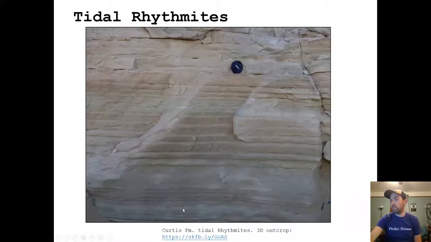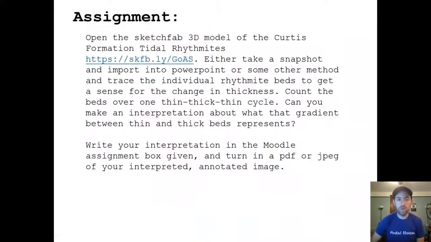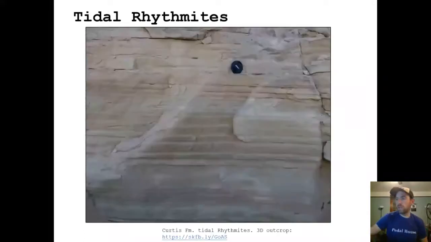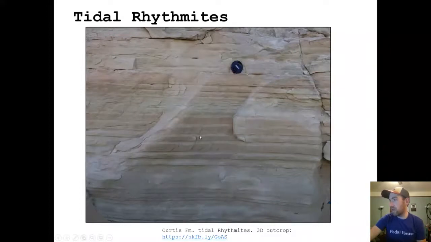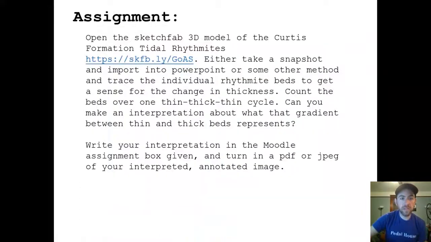You can take either the snapshot from here or a snapshot of your own from the Sketchfab model. And what I want you to do is to go through and trace the individual bedding horizons, right? So here's a layer, here's a layer, here's a layer, right? So pick the bedding horizons that you want to see or measure and trace out those surfaces. Count the bedding. It'll help to trace it out so that you can see the thickening and thinning cycle a little bit better. Count the number of beds in a thick to thin cycle or a thin to thick cycle, and see if you can make an interpretation and see what it might guide you to believe about what the sort of thickening and then thinning of that bedding represents.